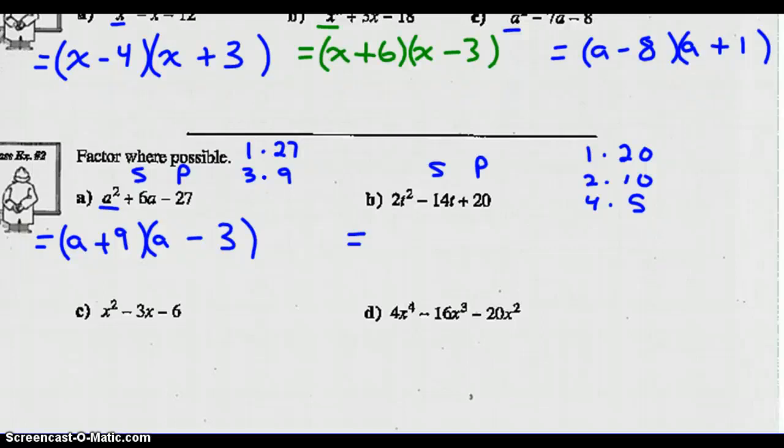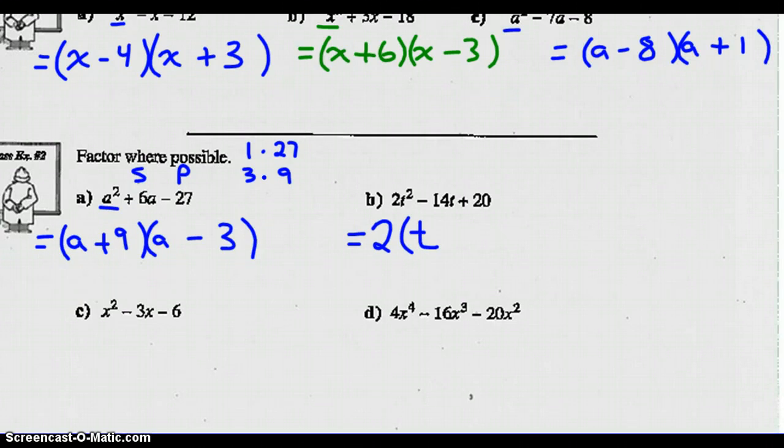All right. What you have to do is ask yourself, is there a common factor? So I notice that there's a 2 common to every single term, so I want to take out my common factor of 2 first. So I divide every term by 2. So 2t squared divided by 2 is t squared. Negative 14t divided by 2 is a negative 7t. And positive 20 divided by 2 is a positive 10.